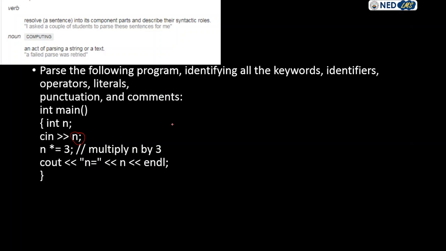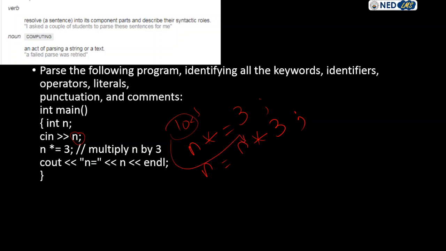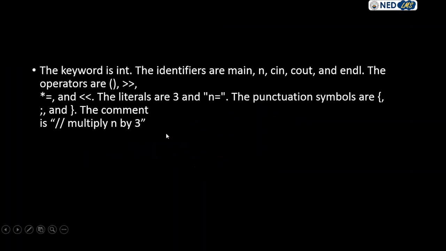Let's say the user has input, for example, 10, and I press enter after that. So n is 10, the value of 10 is assigned to n, and we have written n multiply equals to 3. Actually this line means n equals n multiplied by 3. So if the value of n is 10, then 10 into 3, this expression is evaluated, and the resultant value of this expression is 30, and now it is assigned to n using this single equals to sign, which is the assignment operator.